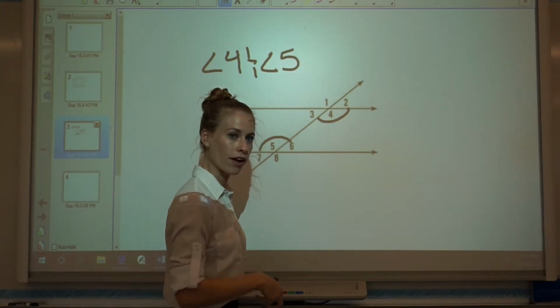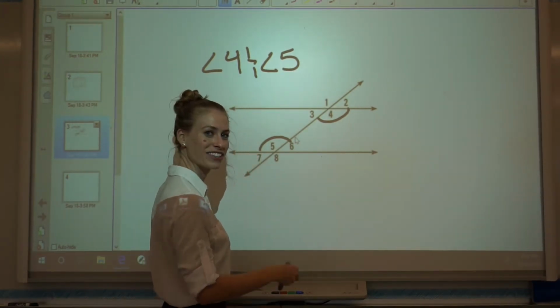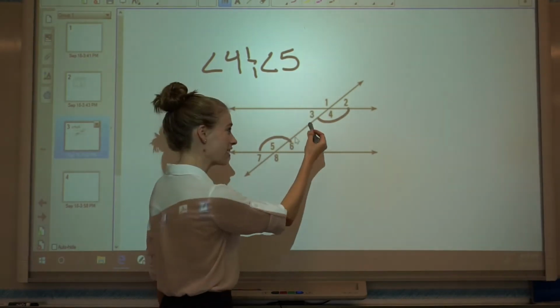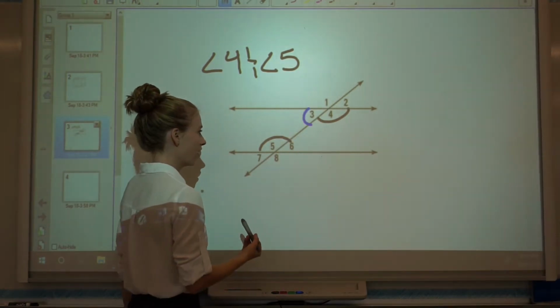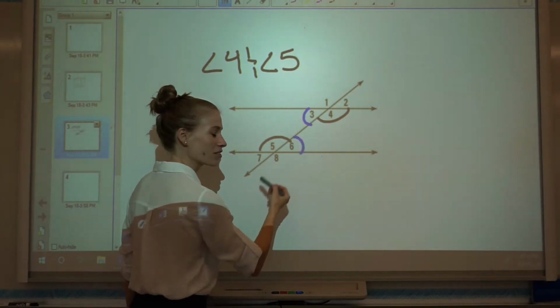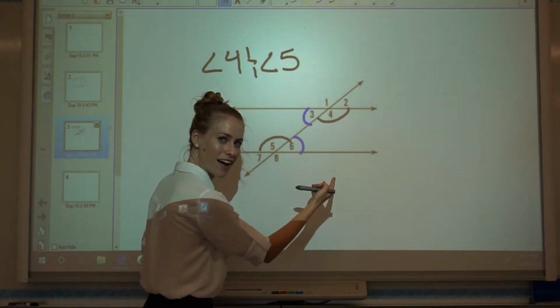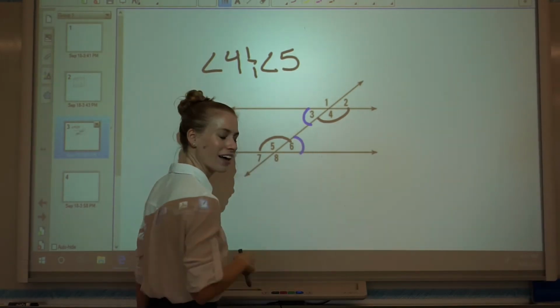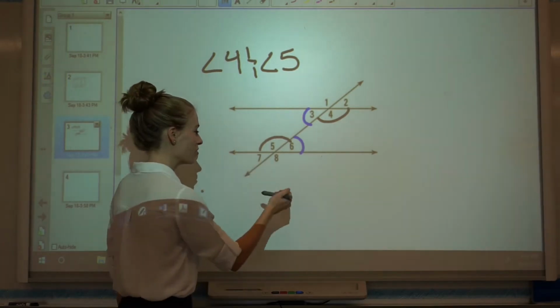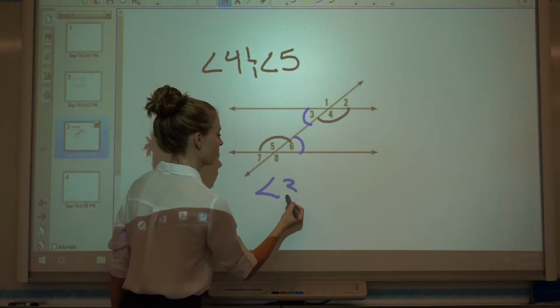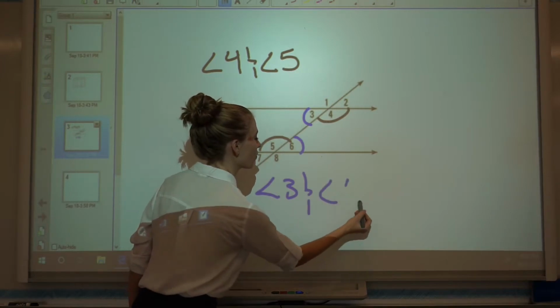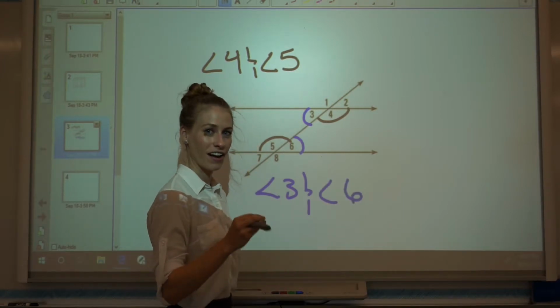Do we see another one? I do. Okay, so let's see, angle 3. Right, think angle 6. It's on the opposite side, and it's on the inside of the two lines, right? So angle 3 and angle 6 are also alternate interior angles.